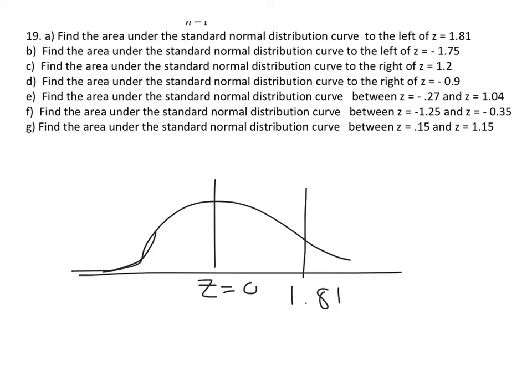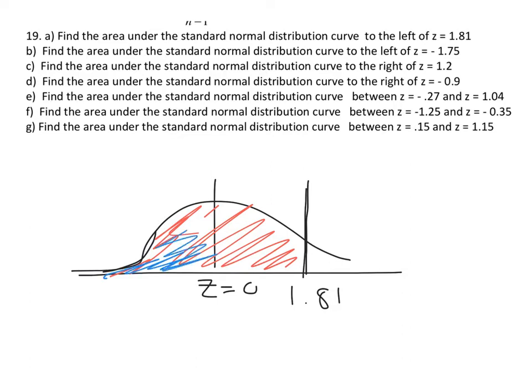So let me shade everything that we need to know. Oops, why is my shading not working? There we go. Everything to the left, not just from z equals 0 to 1.81, but everything to the left. I shaded everything in red, but let me actually split it into two different colors. I'm going to do blue over here, and green over here. The reason is that when I look things up on my chart, it's only going to give me the area from z equals 0 to z equals 1.81. It's not going to give me everything to the left.